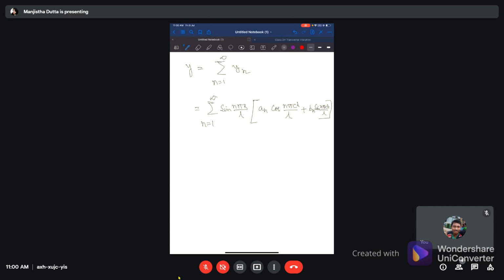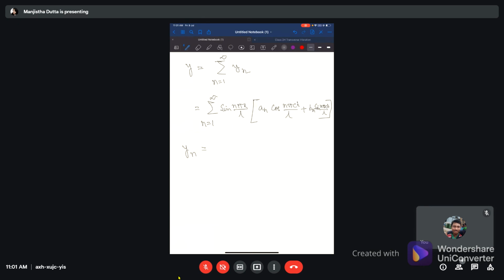Okay. So now I hope you have understood why I have written the suffix n to every parameter, because that was for a particular mode, and when a wave is generated, I don't know how many modes are there, so the total displacement is basically the sum of the displacement of every individual mode. So that's why I have added them all. Okay, and this is n equal to 1 to infinity, and this will give you the final displacement of the string.